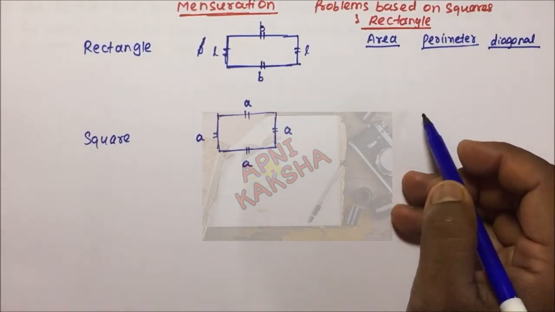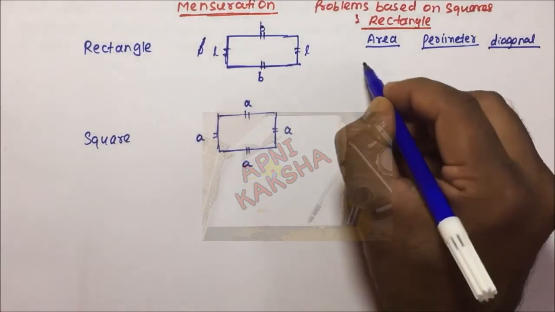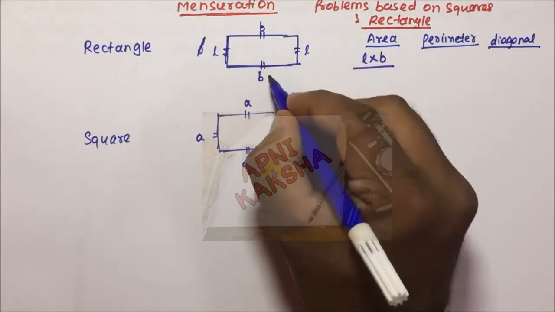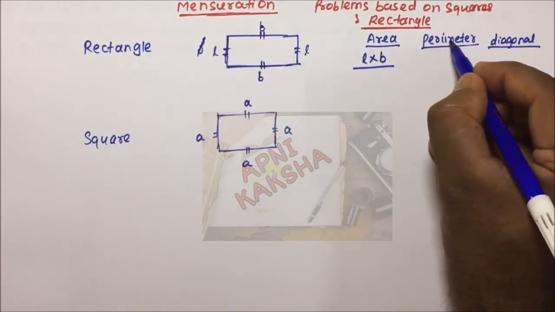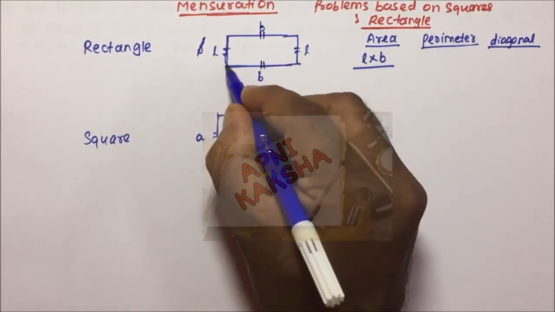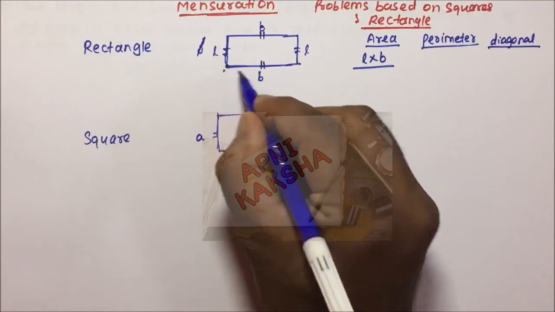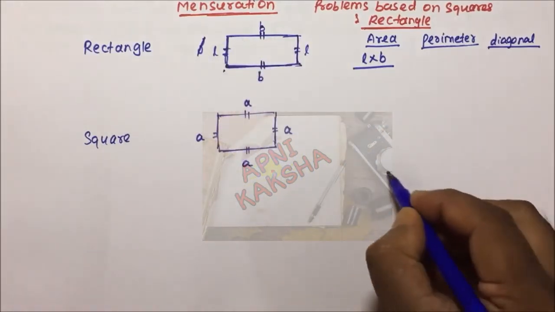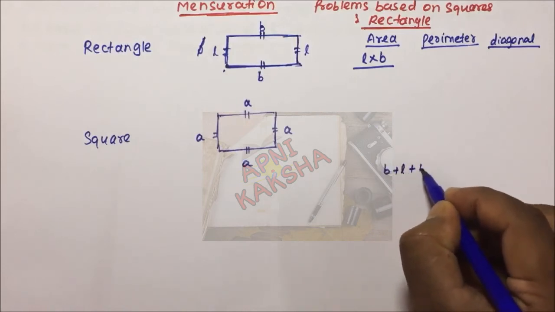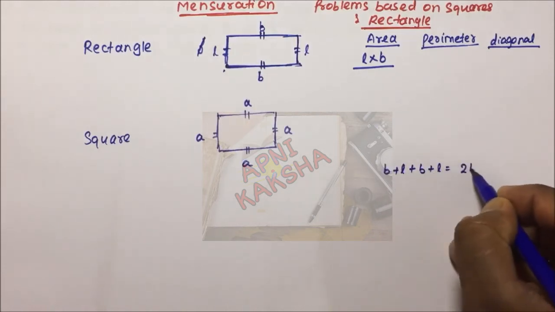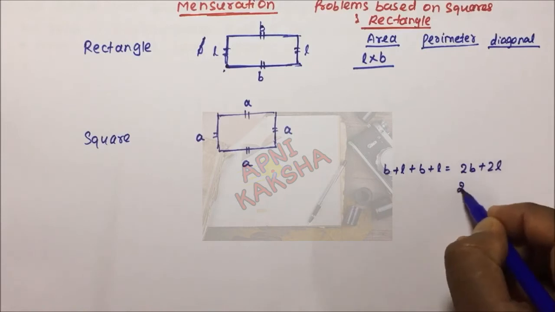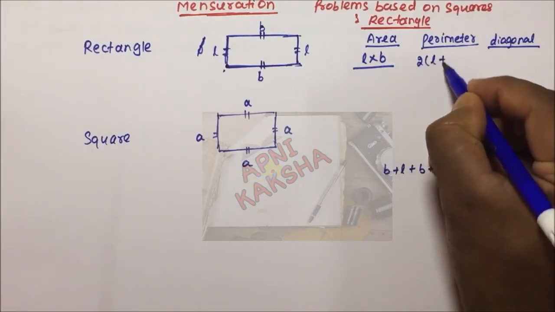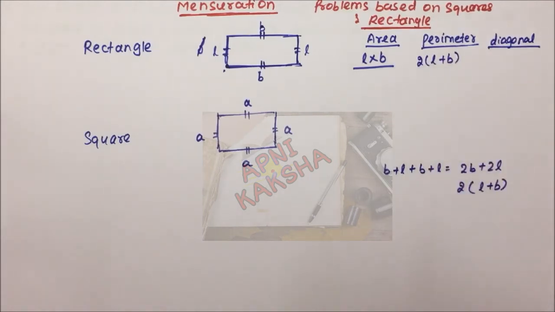So friends, what will be the area? The area of a rectangle will be length into breadth. And what will be the perimeter? The perimeter is nothing but the sum of the lengths of the sides. Start from here: B plus L plus B plus L, so 2B plus 2L. Taking 2 common, 2 into L plus B. So the perimeter of the rectangle will be 2 into (length plus breadth).